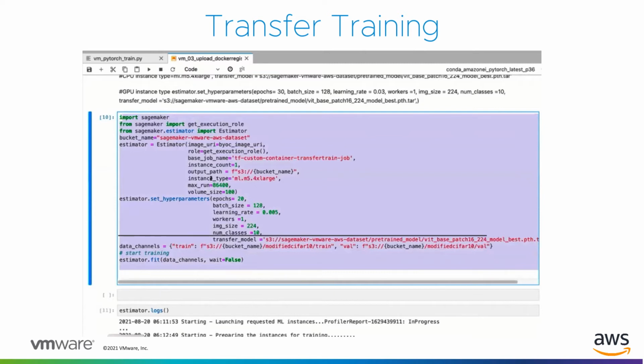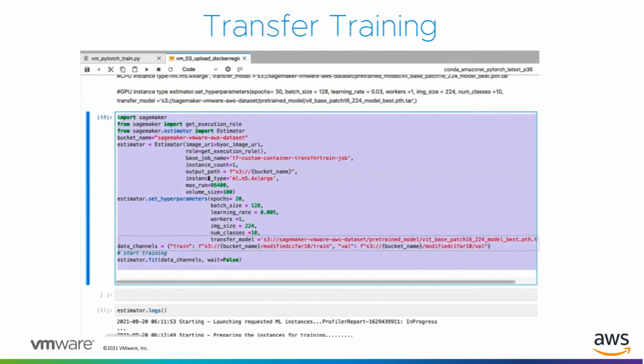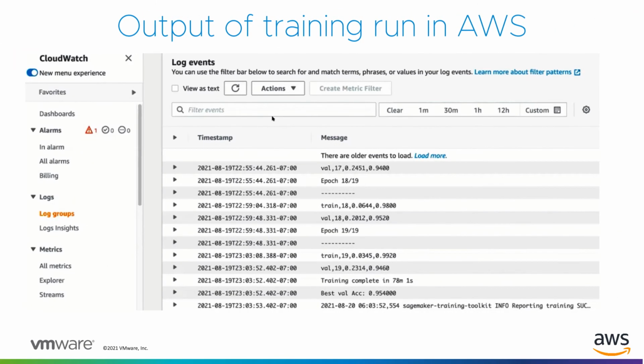The second last line shows the location of the S3 bucket for the trained model and the location of the new data for training. The output of the training run in AWS is seen. The validation accuracy over the different steps are displayed. The best accuracy value is highlighted in the bottom. CPU instances are used for this training. Since this is transfer learning with only limited amount of data, CPU-based processing works well.